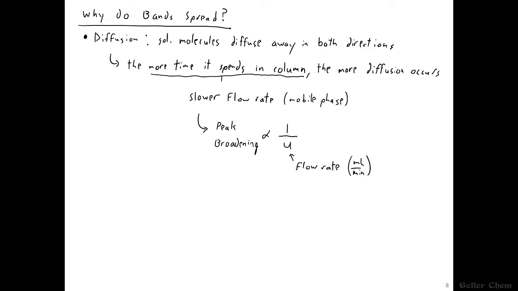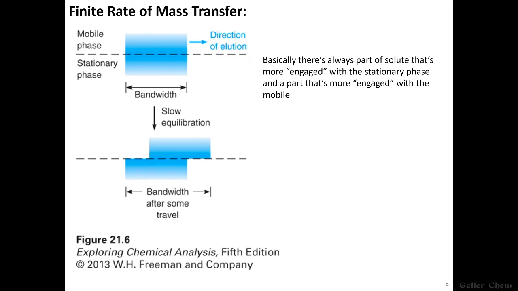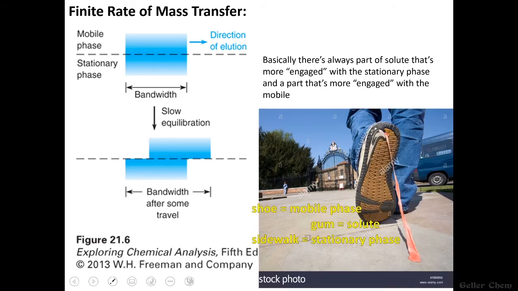Our next one is called finite rate of mass transfer. Once again, I'll show you a quick visual and then we'll write some notes. So here's a visual from the book. It's rather confusing, as is the description. I think this concept is most easily illustrated with an analogy. I'll start by saying that basically there's always part of the solute that's more engaged with the stationary phase and a part that's more engaged with the mobile. So imagine a shoe that is stepped in gum.